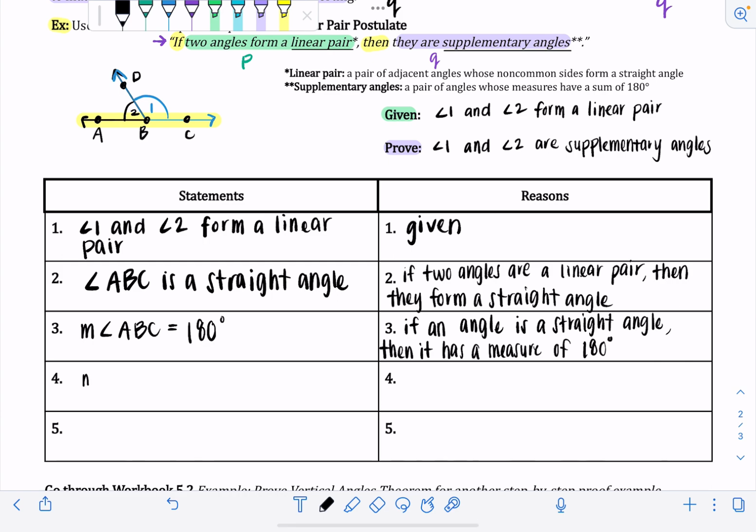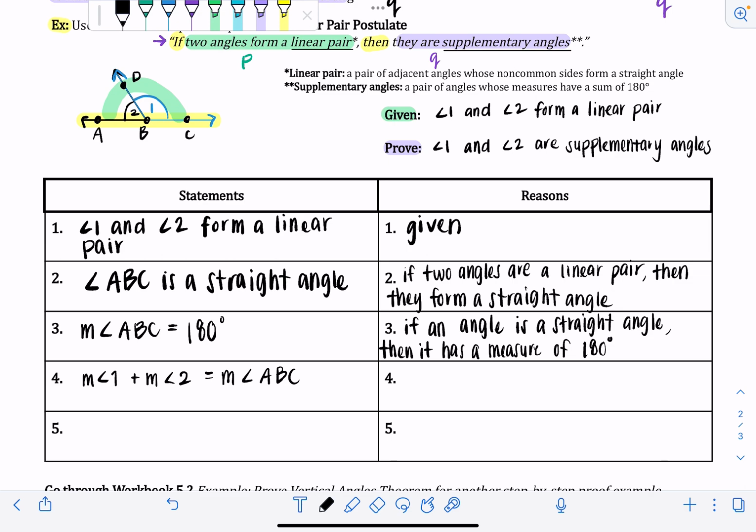So the measure of angle 1 plus the measure of angle 2, so the two individual measurements, right here plus right here, if I add those together, I get the entire angle measurement, which is the measure of angle ABC. So it equals the measure of angle ABC. And that's our justification for that one. It's called the angle addition postulate.